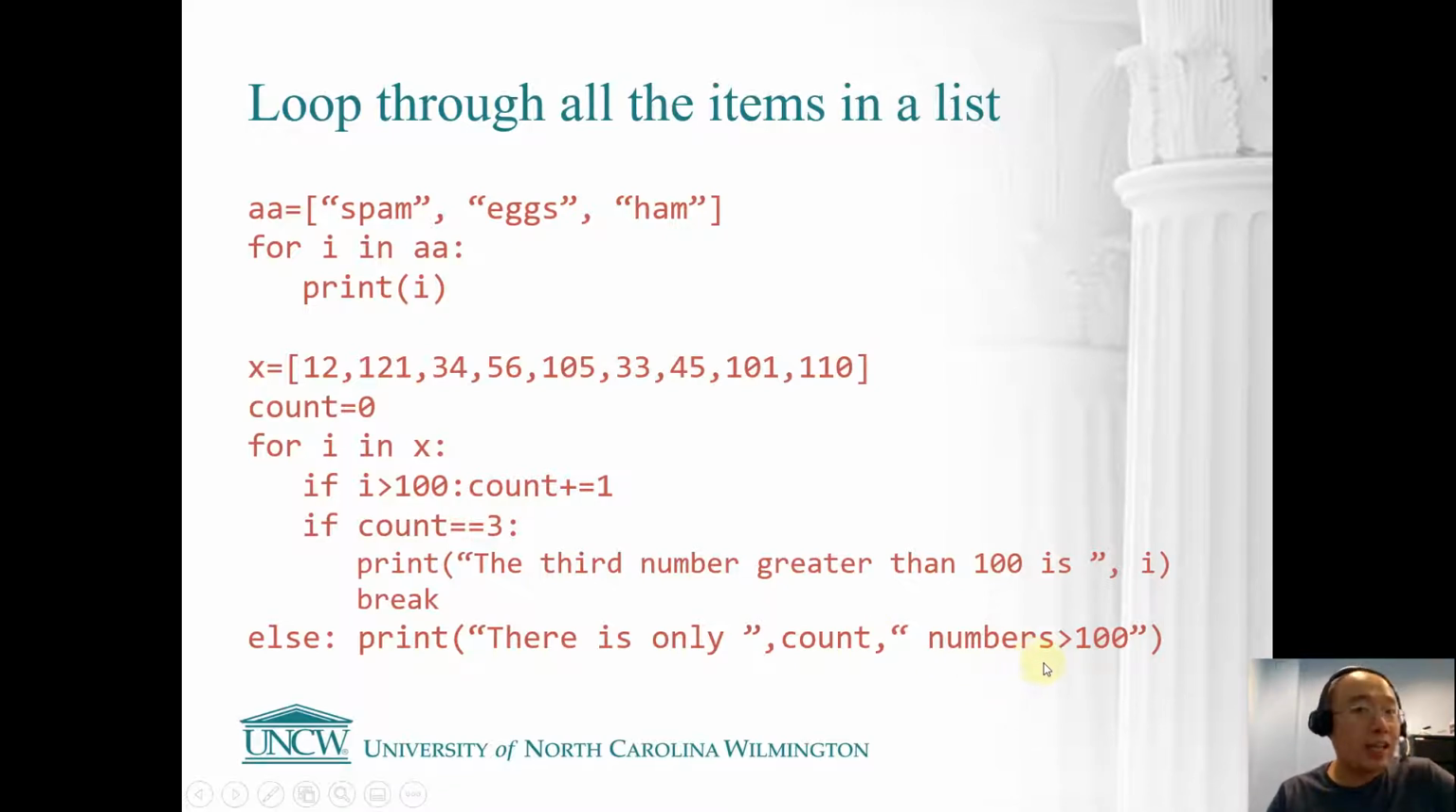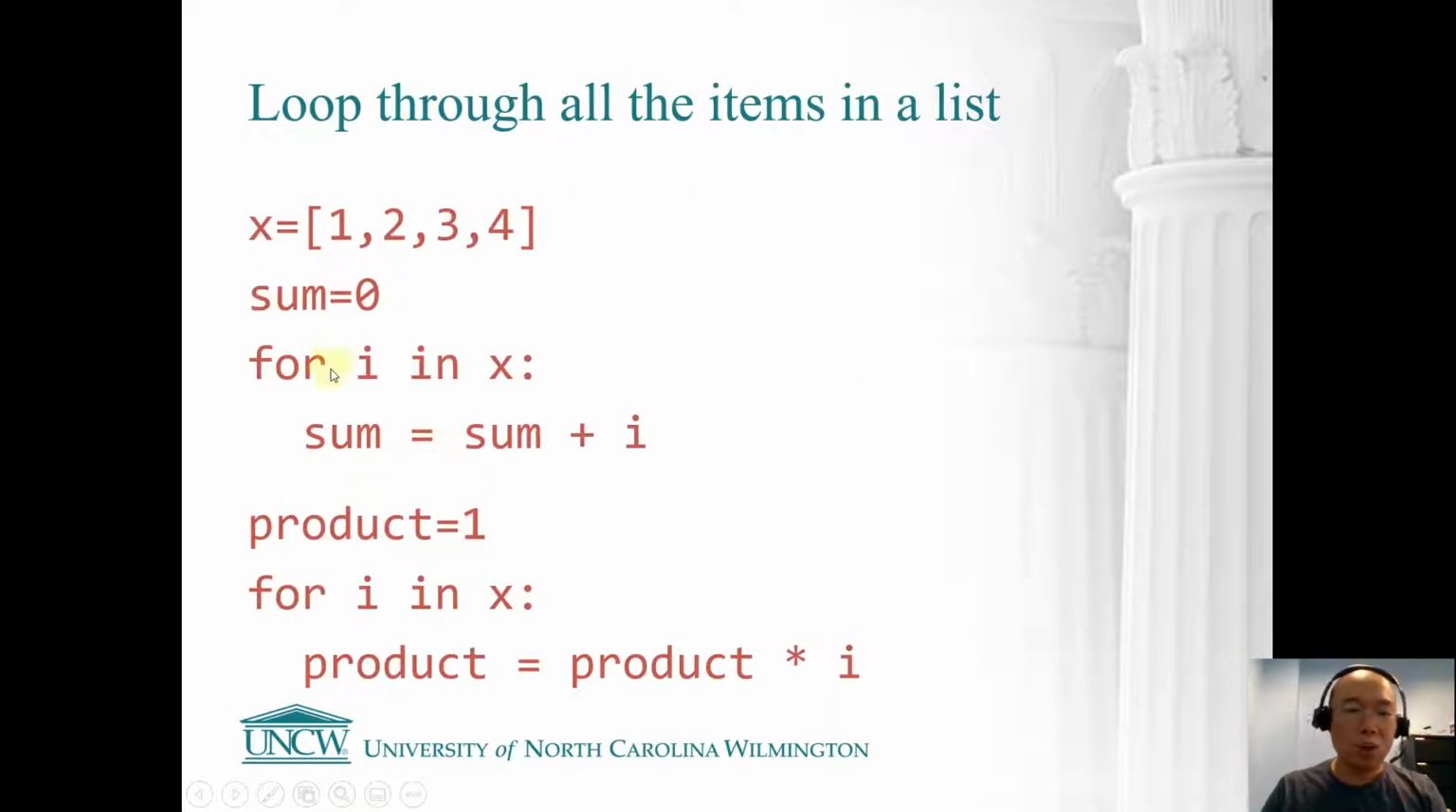Okay, so far we are seeing the examples of how we can do the iteration through a list. But the basic syntax is the same. So for i in aa, or for i in x, or for i in x.